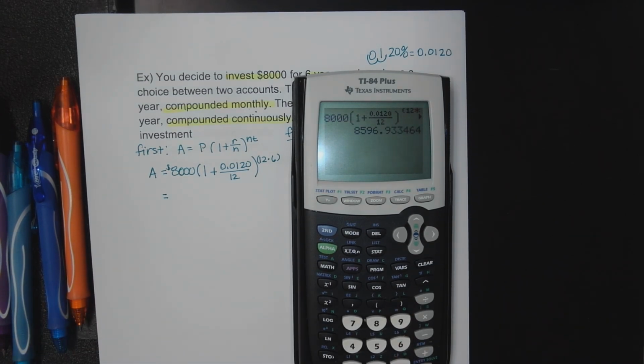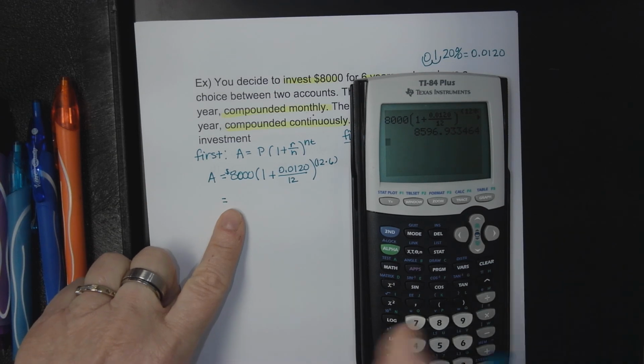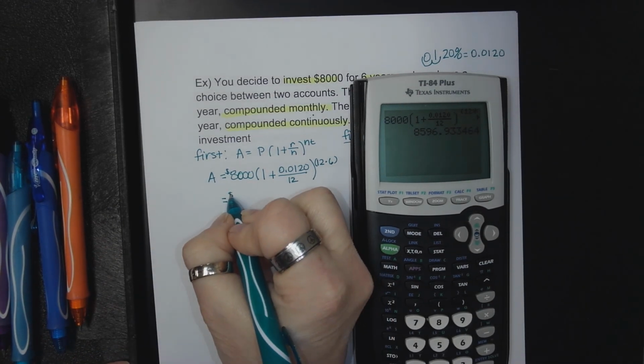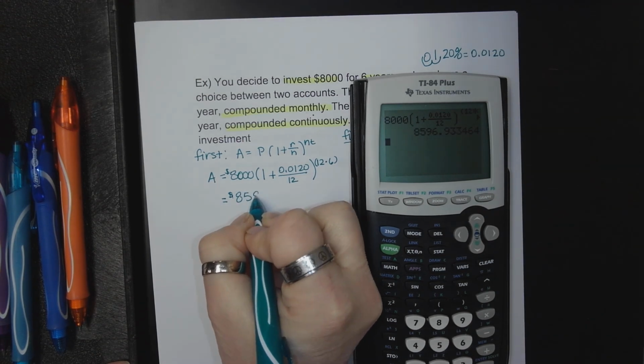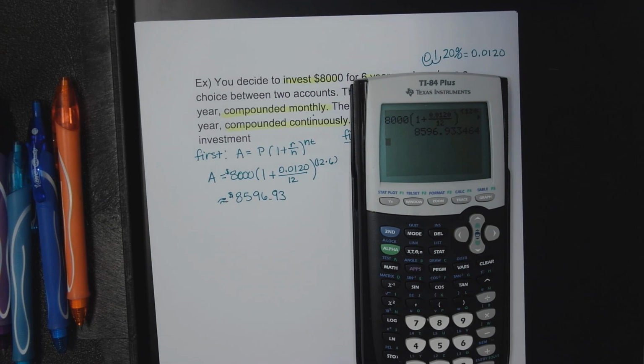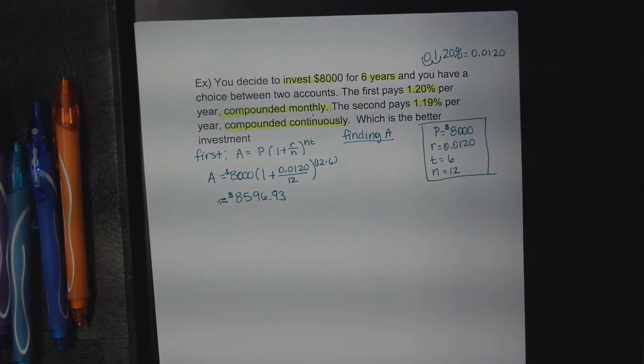So it's $8,596, and of course we're dealing with dollars, so we're going to do cents, right? So we're going to round this to 93 cents. $8,596.93 is approximately what we got. So that was our first one that was compounded monthly, okay? Now let's do our second one.